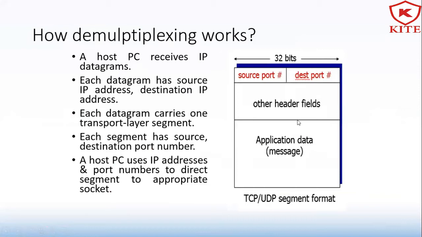Then next is how demultiplexing works. In this diagram we can see that a host or PC receives datagrams, and each datagram has a source IP address and destination IP address, and each datagram carries one transport layer segment. Each segment has a source and destination port number, and the host uses the IP address and port number to direct the segment to the appropriate socket.